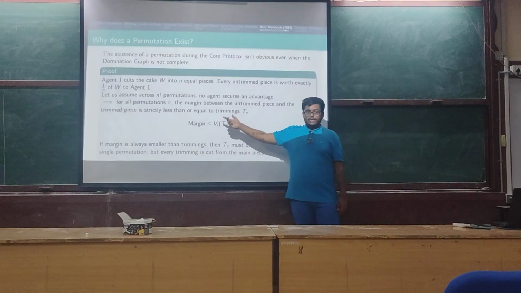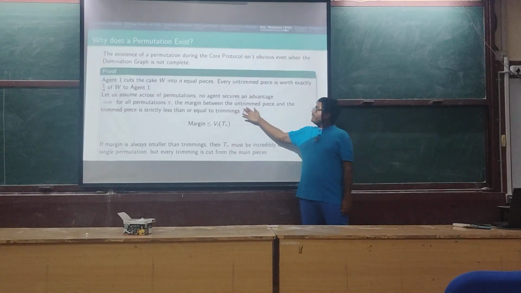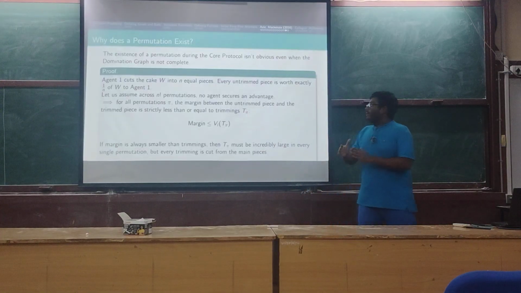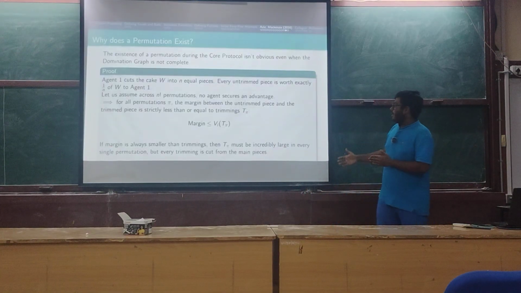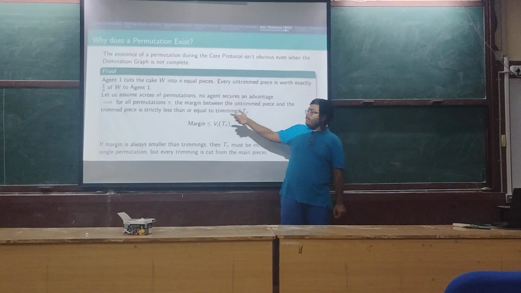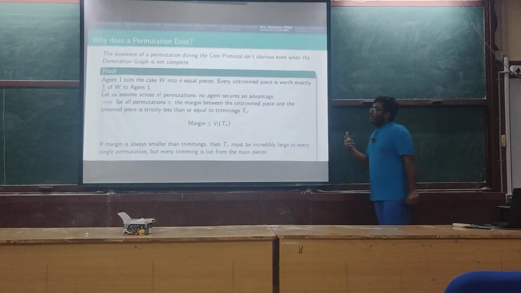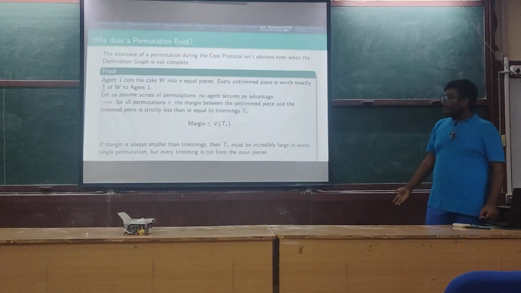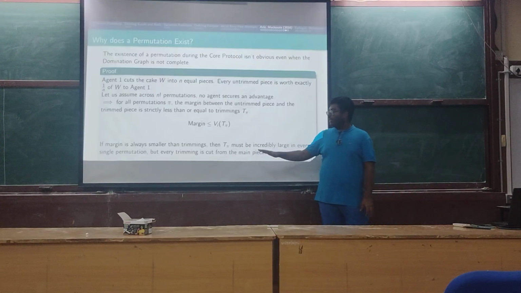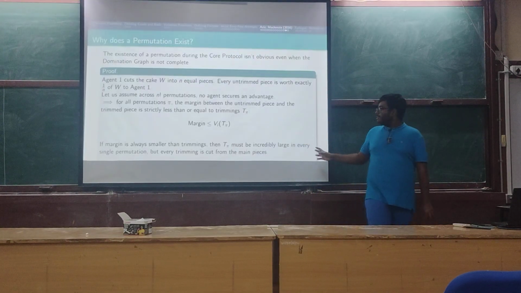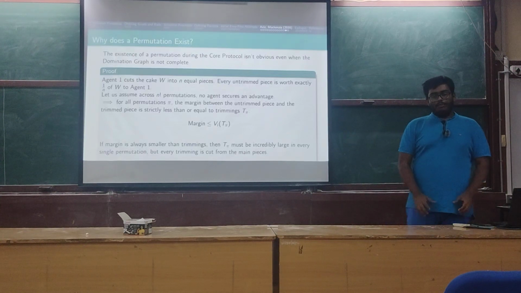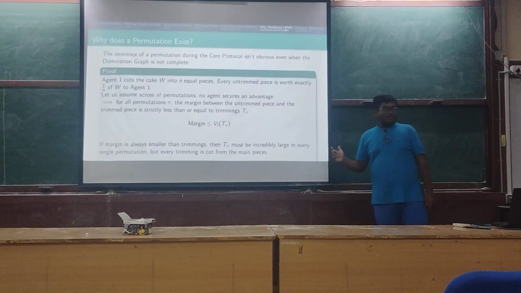So then for all permutations pi, any permutation you take, the margin between the untrimmed piece and the trimmed piece is less than or equal to the trimmings t pi, as in I have taken a trimming t pi, whatever I am discarding away, and the margin between the untrimmed and trimmed piece is less than or equal to the trimmings. So the major idea is that if the margin is always smaller than the trimmings for every single permutation, then t pi must be incredibly large for every single permutation. But if you remember one thing, every trimming is cut from the main pieces.